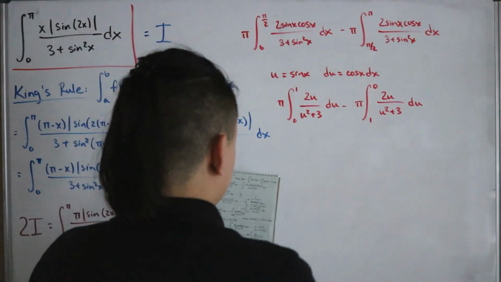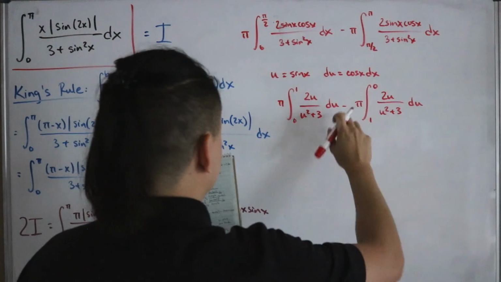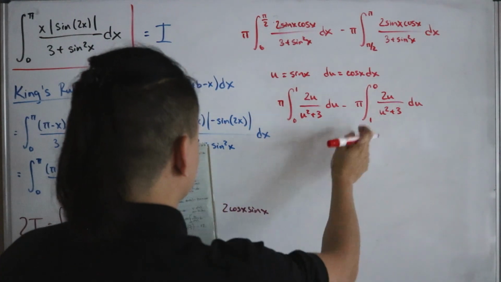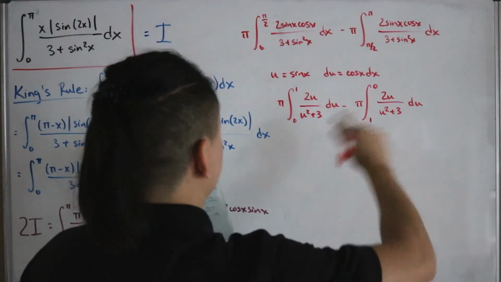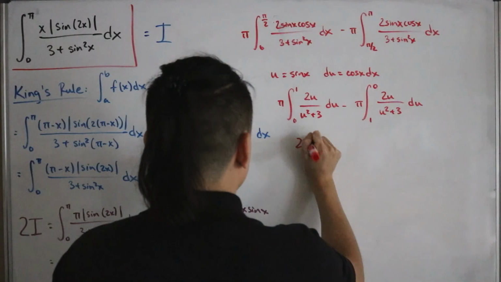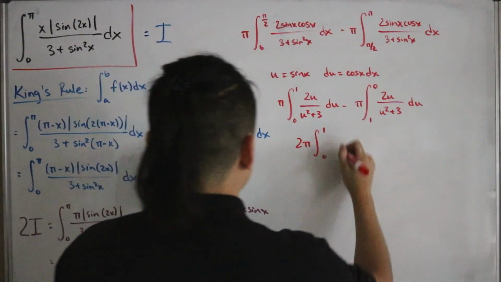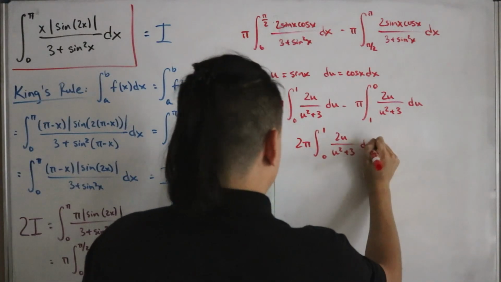Okay, so that means with 0 and 1, we'll have to flip that, change our bounds of integration, so that'll become a minus, but then that turns out to a positive. So we can actually add those together because it's in the same bounds, and also the same integrand as well. So that becomes 2 pi, and our bounds from 0 to 1, of our integrand 2u over u squared plus 3, du.